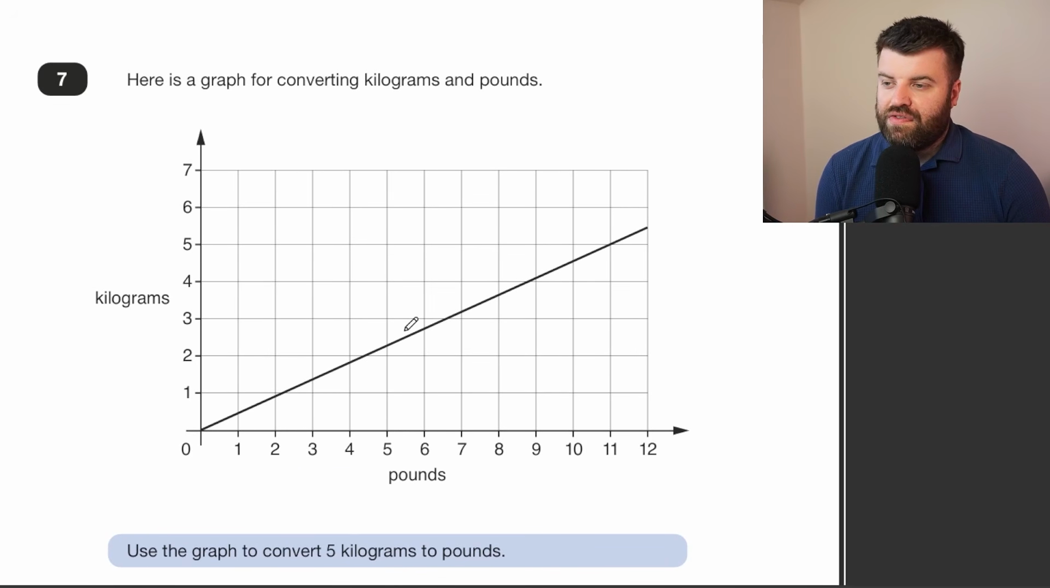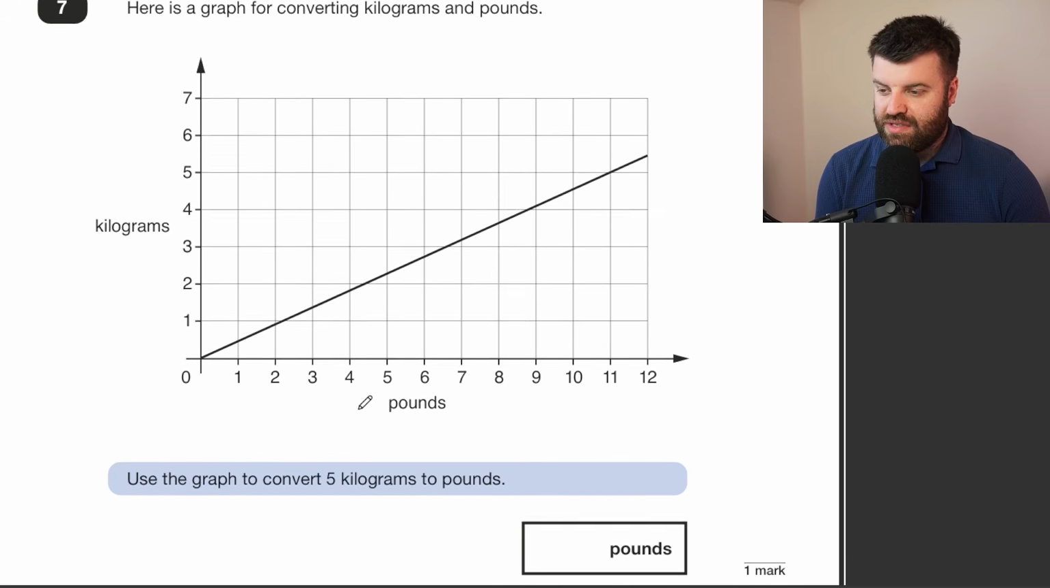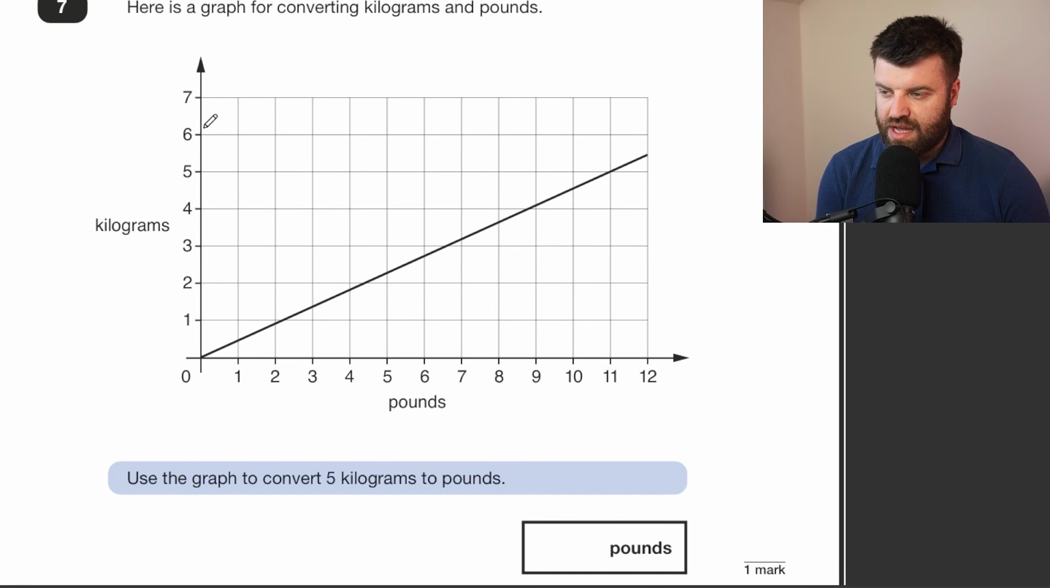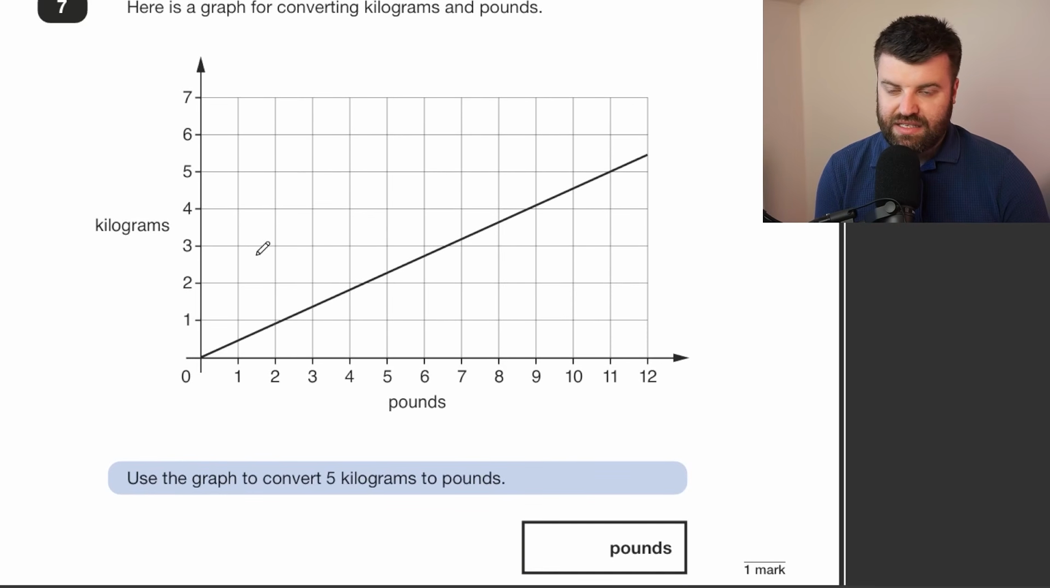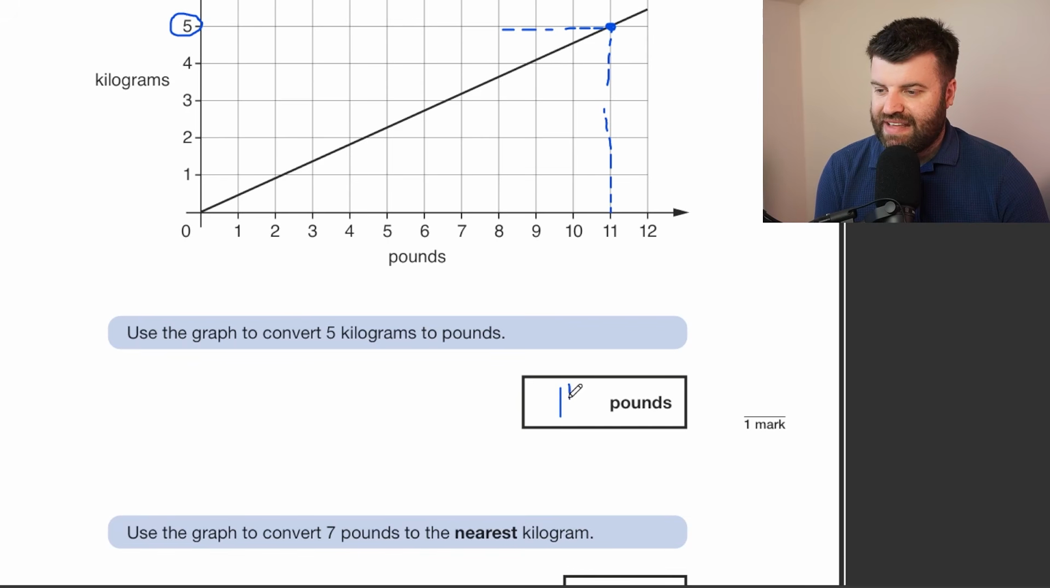Here is a graph for converting kilograms to pounds. So we have pounds across the bottom and kilograms up here on the y-axis. Use the graph to convert 5 kilograms to pounds. Okay, so for this conversion chart, we'd have to go to 5 kilograms, which is here, nicely along this line, and we'd managed to get right there, which is a nice overlap. So down here to 11. So the answer here is 11 pounds.